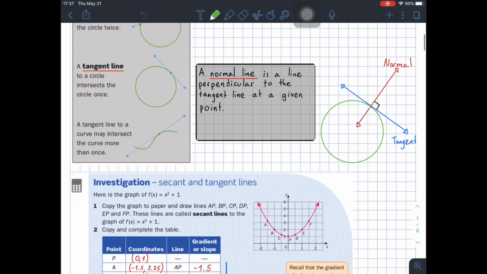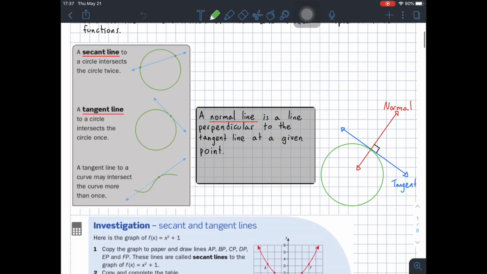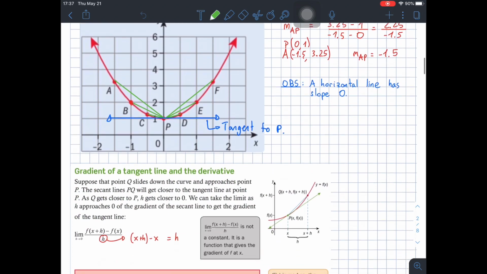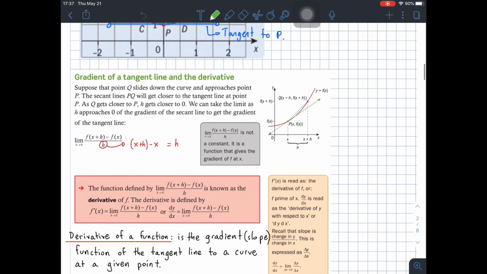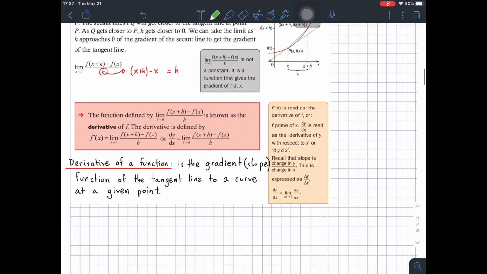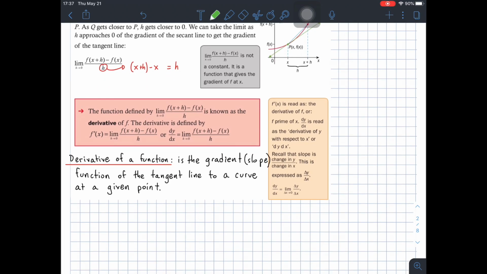Remember, yesterday we saw different concepts like secant line, tangent line, normal line, all of this in order to understand what the definition of a derivative is. We've seen that the definition of the derivative f prime of x, the derivative of function f, equals the limit when h approaches 0 of f of x plus h minus f of x divided by h.